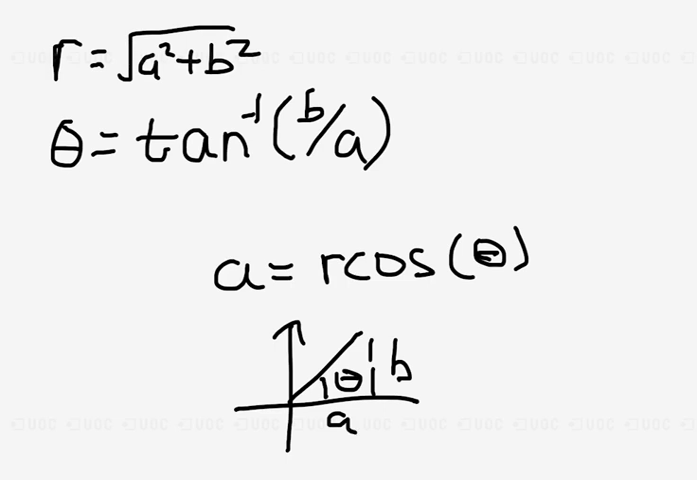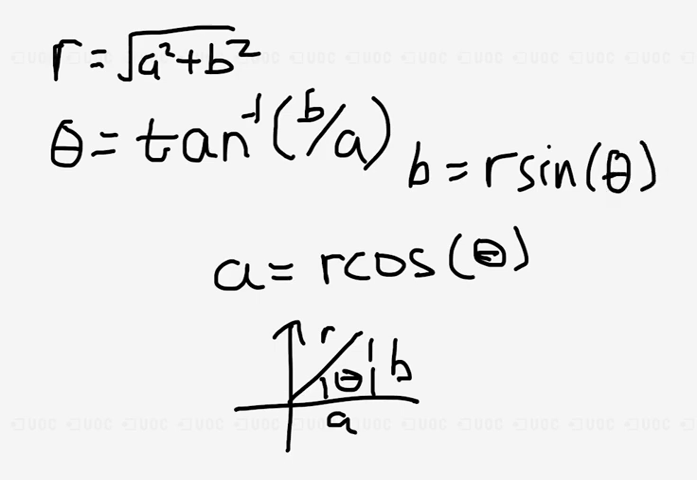The cosine of theta is a over r. So multiplying both sides by r, a is r cosine theta. Same with b: b over r, opposite over hypotenuse, is the sine of theta. So b is equal to r sine of theta.